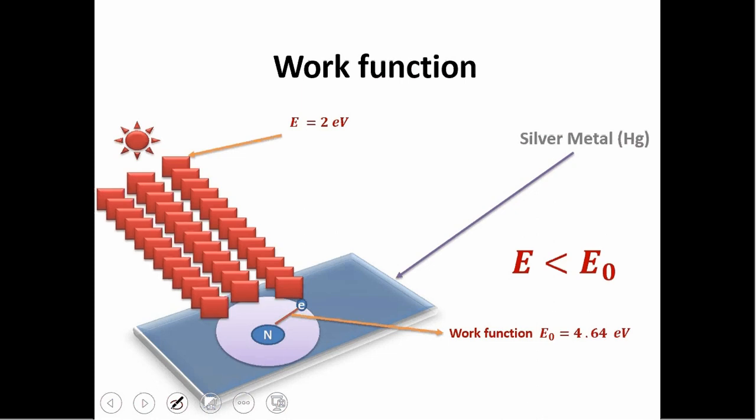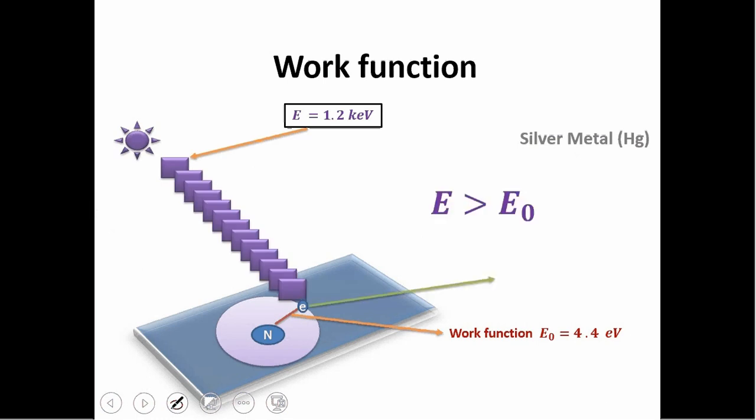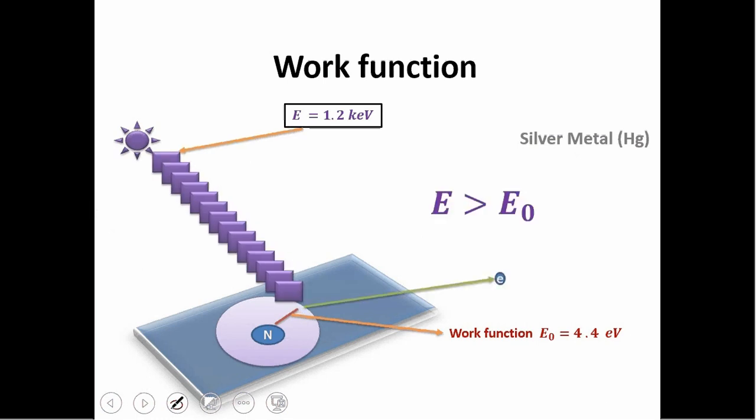Even though we increase the intensity, you will not be able to eject this electron, because a single photon strikes the electron at a single time. But when we change the frequency and bring in the soft X-rays, a single photon having energy 1.2 kilo electron volts is able to knock off this electron because its energy is greater than the work function. In this way, Einstein was able to explain the phenomenon of the photoelectric effect, and why electrons are knocked off with electromagnetic radiations whose frequency is high but intensity is low. Thank you very much.